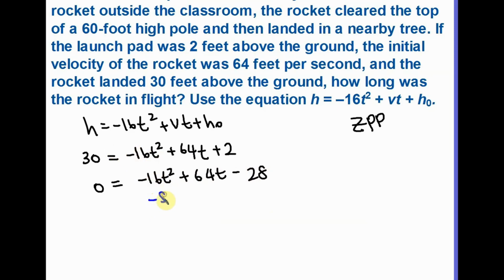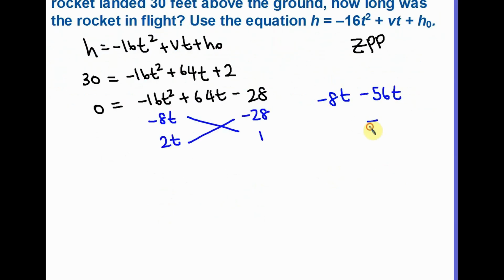If I had negative 8t and positive 2t, when I multiply them, this will become negative 16t squared. Here, if I had negative 28 with positive 1, when you multiply them, I'll get negative 28. Let's double check if they actually make 64t when I add them. Negative 8t times 1 is negative 8t. 2t times negative 28 is equal to negative 56t. When I add them, that is equal to negative 64t, which is very close to the b value. All I need is just a positive number.